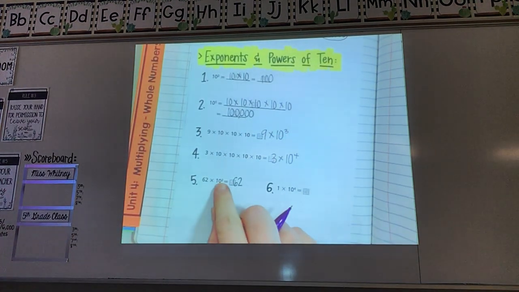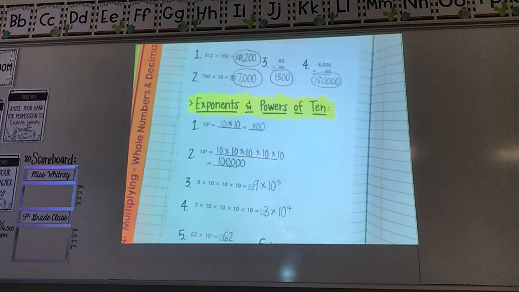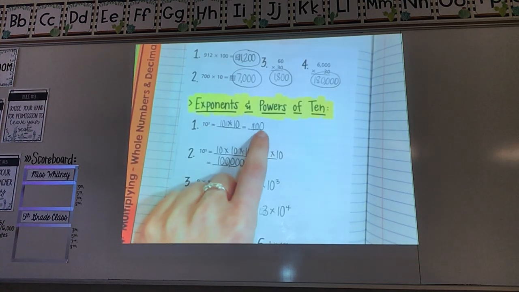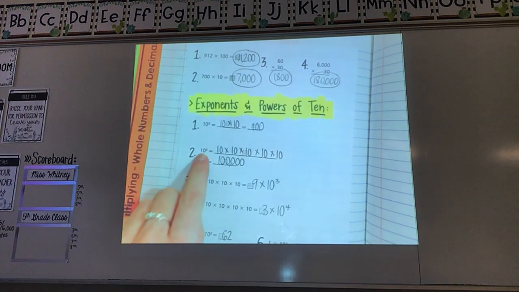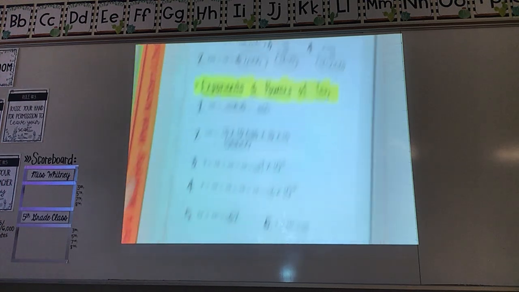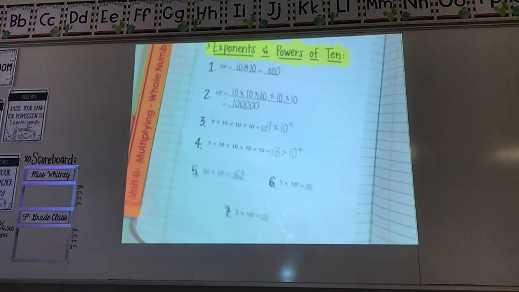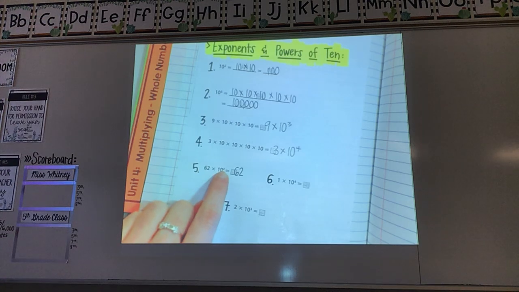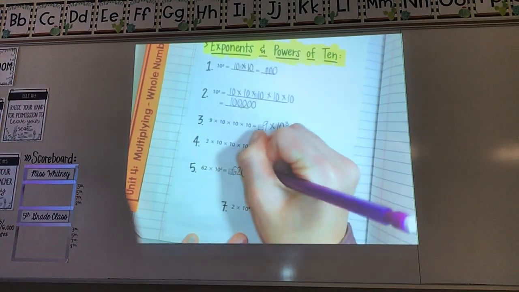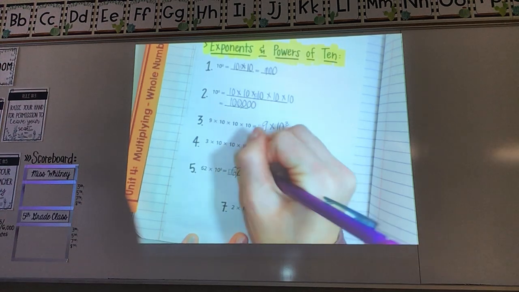Now, this power up here, this little exponent, tells me how many zeros there should be. Like, let's take a look back up here. When I had 10 to the power of 2, my answer had 2 zeros. When I had 10 to the power of 5, my answer had 5 zeros. So that little power tells me how many zeros I should have. So this has a power of 2. So how many zeros should I add back here? 2. And then I'll put my comma where it needs to be.